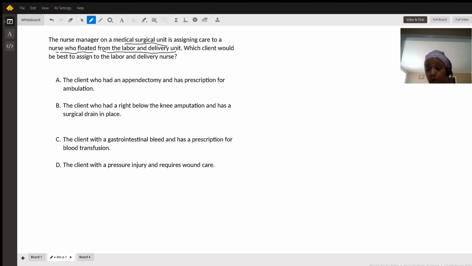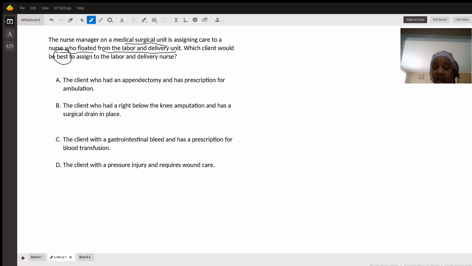So break down your query next. What is your question really asking you? Which client would be best? This is a positive query. Who is best to assign to the labor and delivery nurse out of these 4 patients that they give us? We're going to focus on the process of elimination. Eliminate options that we know are incorrect.